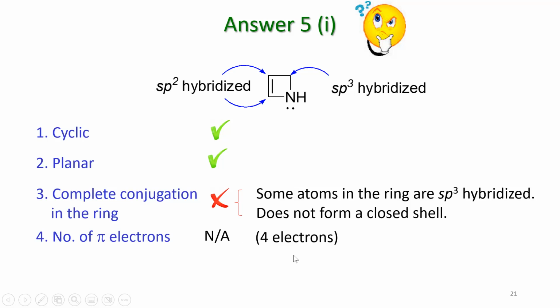And this is not applicable. There are 4 electrons, but we don't have to consider it, right? So this is not an aromatic compound. And since no conjugation is there, it is not an aromatic compound, not an anti-aromatic compound, but a non-aromatic compound. Understood?